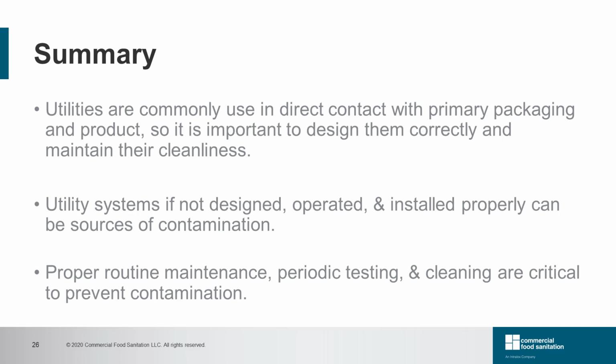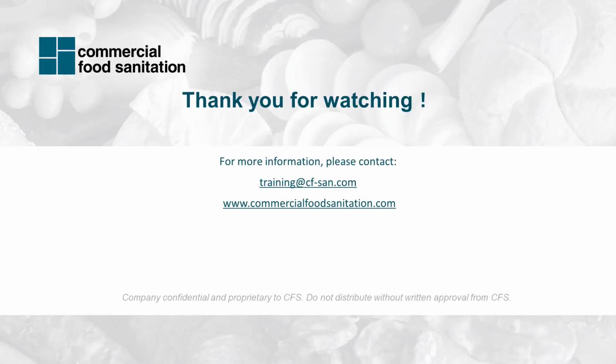In summary, utilities are commonly used in the food industry and are often in direct contact with the product and primary packaging materials. We need to design and maintain utility systems correctly to ensure they are clean. Utilities can be a source of contamination when they are not designed, installed, and operated properly. Routine maintenance, periodic testing, and cleaning are critical to prevent contamination.